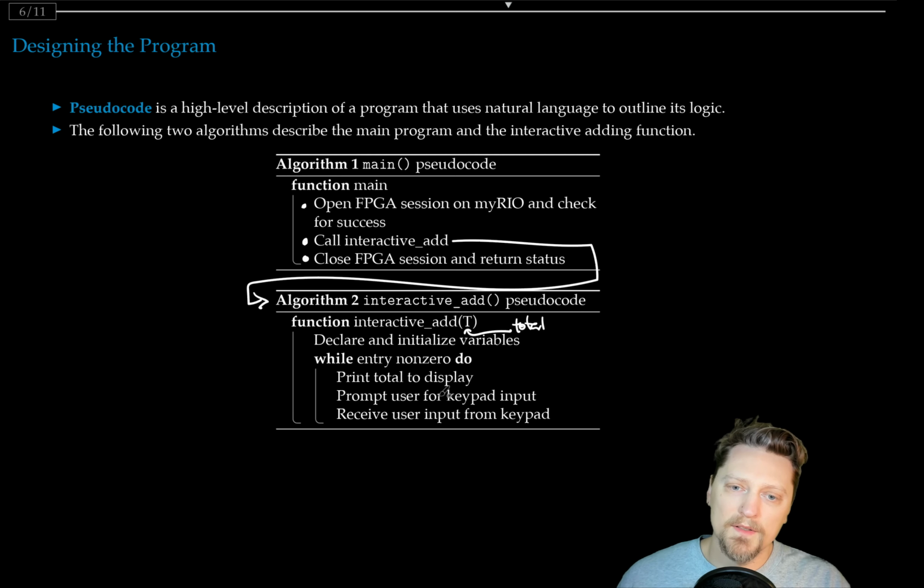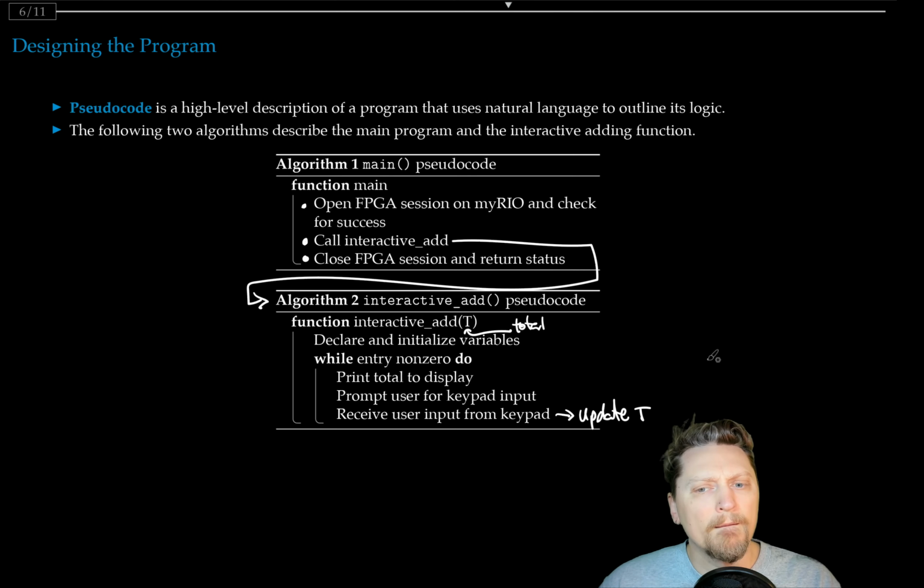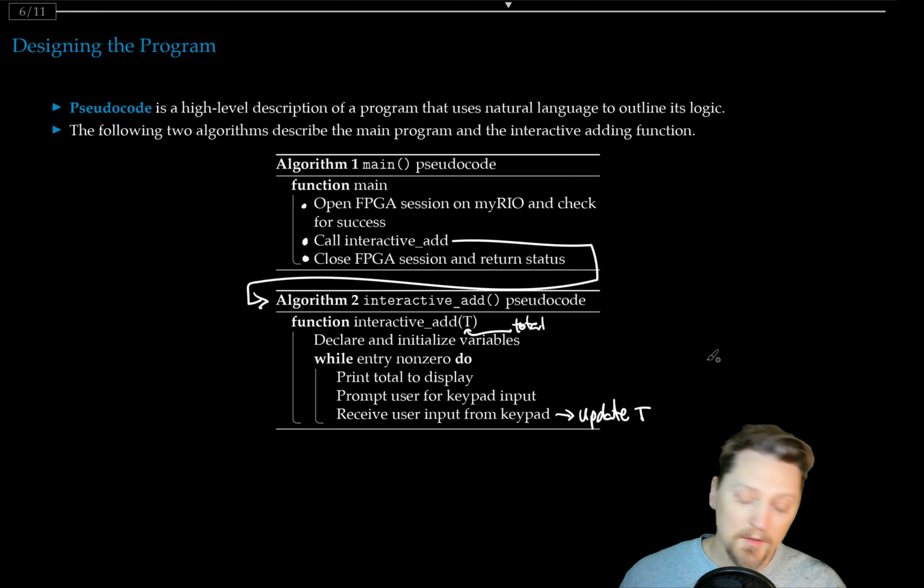So print the total to the display, prompt the user for keypad input, receive user input from the keypad, and then I should have also said update the total, update T. Okay, so those are the steps that we'll need to take in our interactive add program.